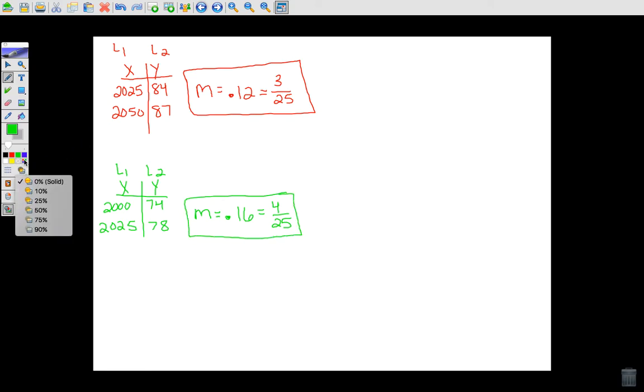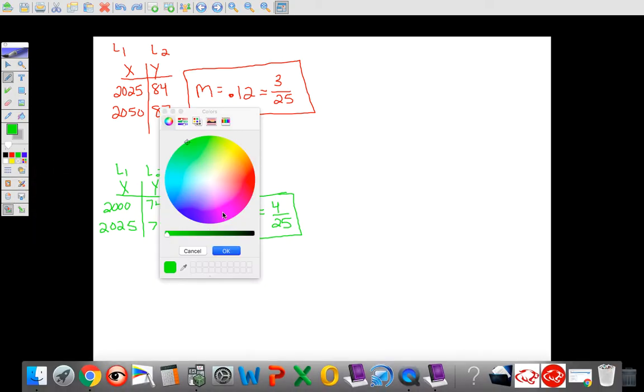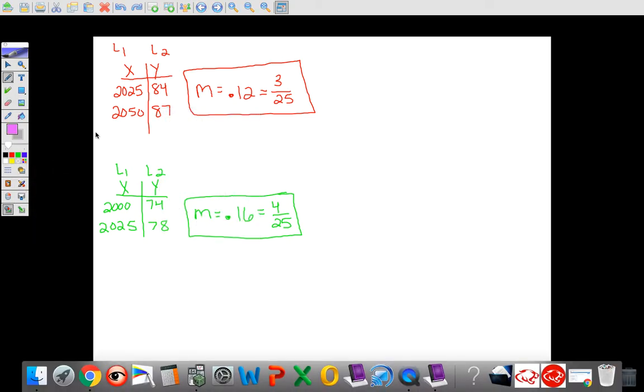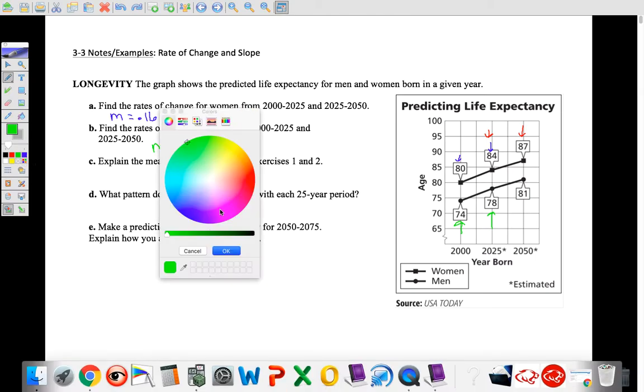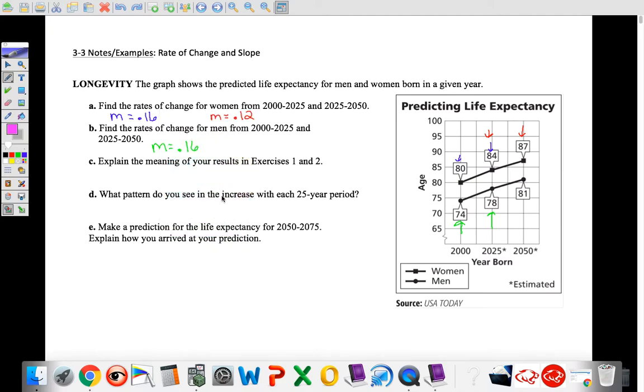All right, and the last little bit that we have to do. Oh, sorry, I need to write that down first. So for the first one, we had M equals 0.16. Now we're going to do from 2025 to 2050. So now we're still going to use the 78, but this time we're also going to use 81. So let's go ahead and make that table.